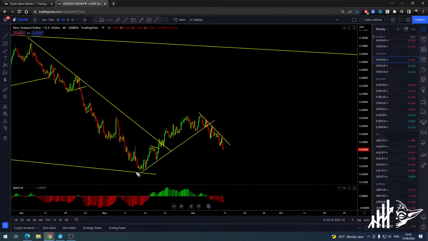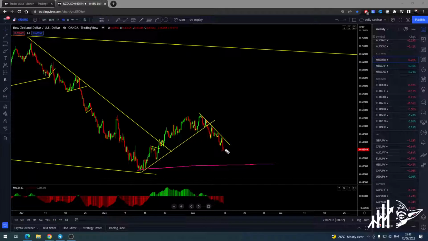New Zealand USD is gonna go tag the low. As you can see, it keeps on pushing lower, so any sell stop you can take it. Breaking the previous stop will be your target.